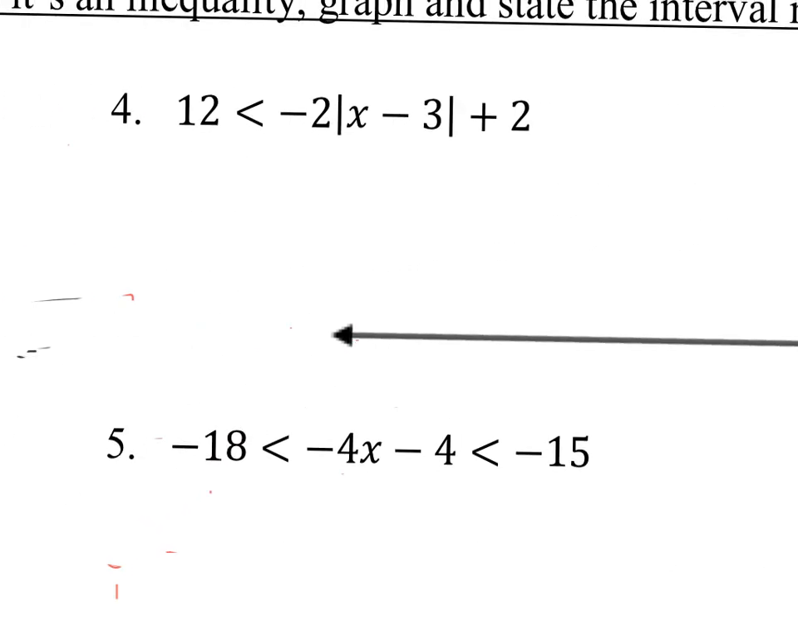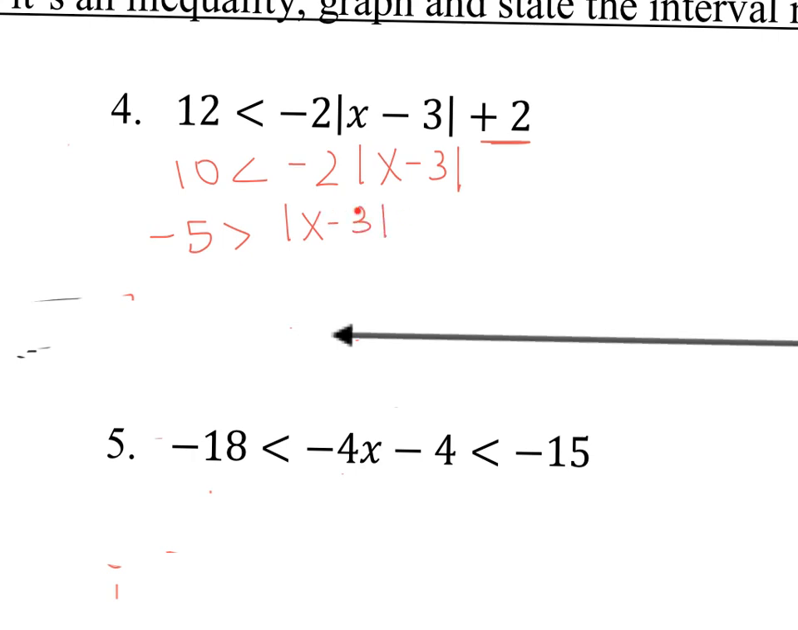Number 4. So let's check out number 4. I have to get my absolute value sign by itself. So I'm going to subtract 2 first because it's plus 2. So I'm going to subtract 2 and I get 10. And then I have to divide by negative 2, so I get negative 5. And when I divide by negative 2, my sign flips.